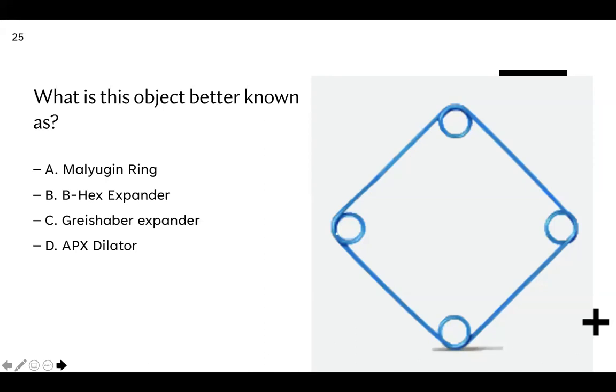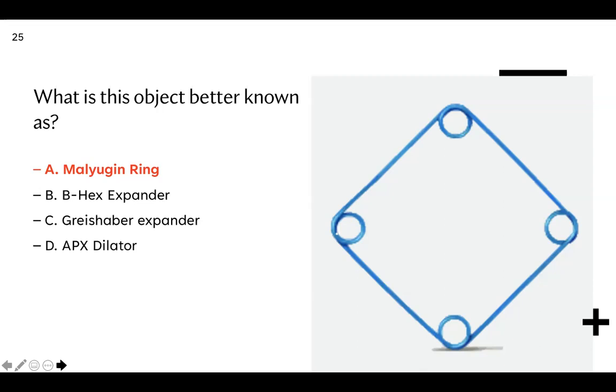And the time is up. The correct answer is Malyugin ring. 69% have got it right. So Malyugin ring, invented by Dr. Boris Malyugin from Russia, is a very commonly used device during pupil expansion for surgery. BHEX ring was invented by Dr. Suvin Bhattacharjee from India itself, also another very popular product used for pupil expansion. So let us move ahead.